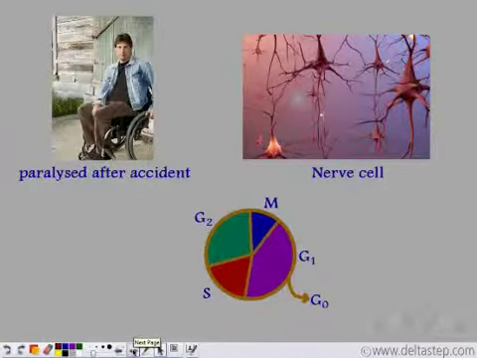Now in adulthood, if a person meets with an accident as a result of which he gets paralyzed, then it is very difficult to recover. This is because nerve cells after reaching adulthood do not divide, so no new nerve cells are formed. So what happens in the nerve cell? Does it not go through the entire cell cycle? Well, no, it does not. It enters into the G1 phase, but instead of going to the S phase, it enters into another phase known as G0 phase, and the growth stops there.